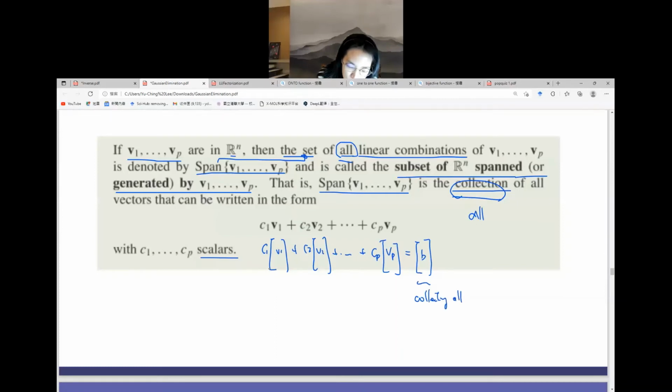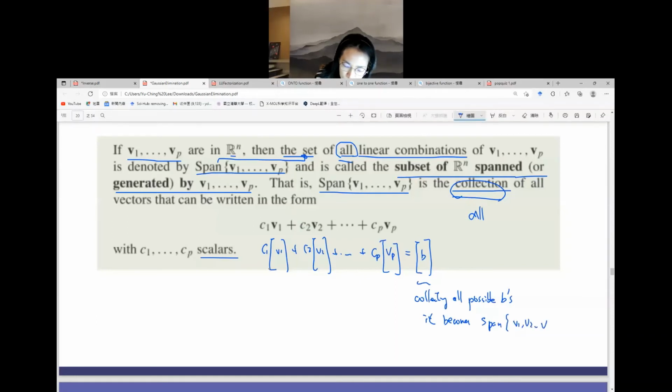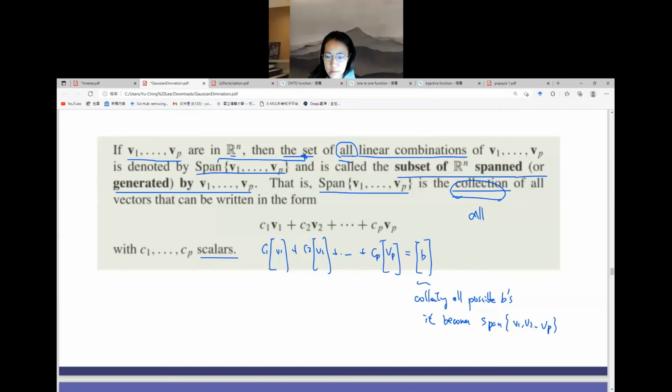And then collecting all possible, as long as it's possible, you can do the linear combination and then create some vector B's, collecting all possible B's. It becomes the span of V1, V2 to VP. Or I just use an English sentence: it's a subspace spanned by V1, V2 to VP.